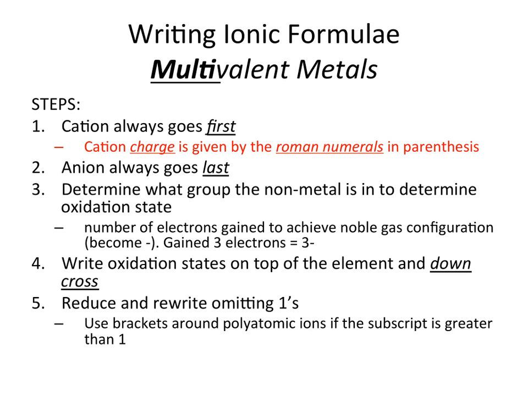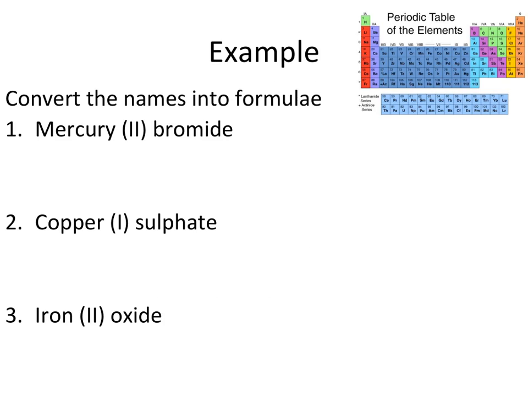We still have to figure out what the oxidation state of the anion is, and again, we go to our periodic table to find that out. We cross down and we reduce and we rewrite, not writing any ones. Remember that polyatomic ions will only have brackets if the subscript is bigger than 1. So let's convert these names into formulae.